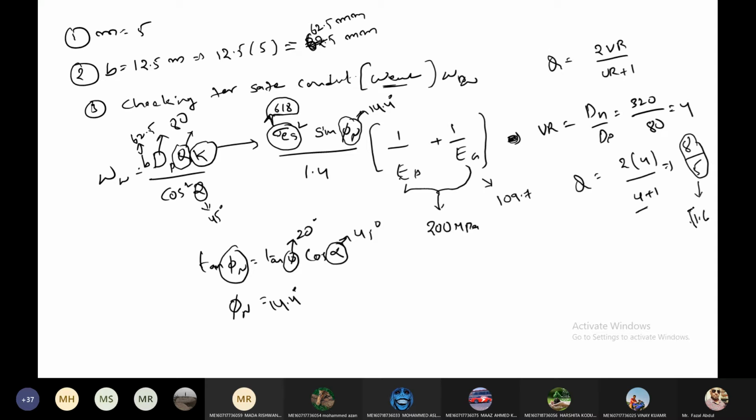Substitute the values in this equation. Q is 1.6, K as 1.7. Now tell me the wear load. How much is the wear load acting on the gear?